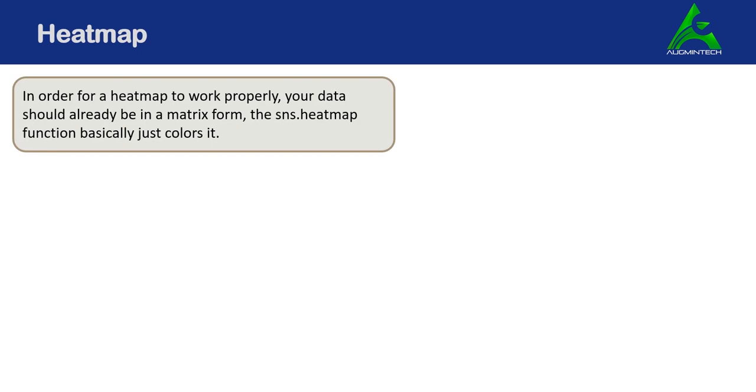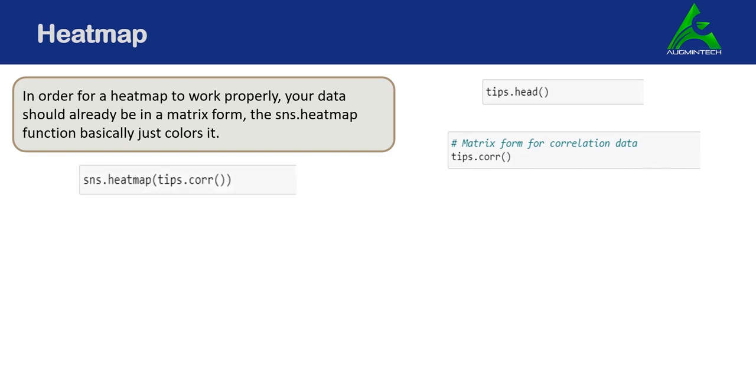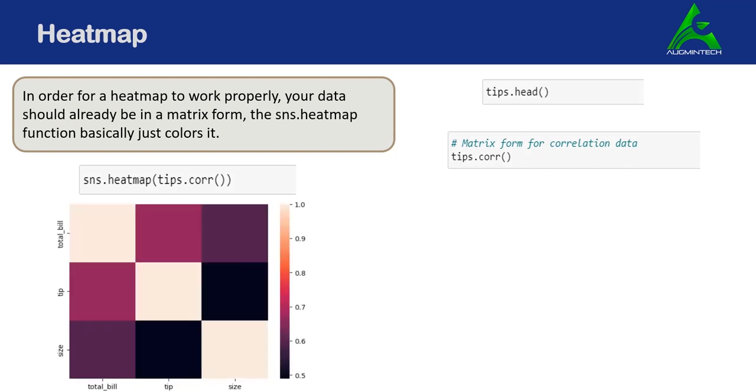The sns.heatmap function basically just colors it. So here we can make use of the tips dataset available in Seaborn. So here we find the correlation, that is matrix form for correlation of data, and then we can create the heat map for the correlation. So there we go. This is how the output looks like.